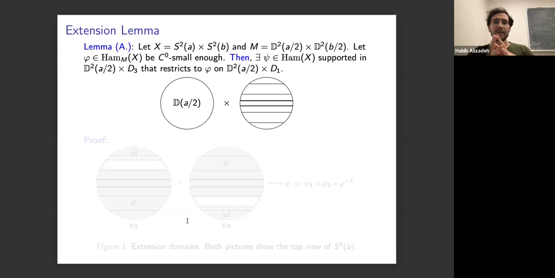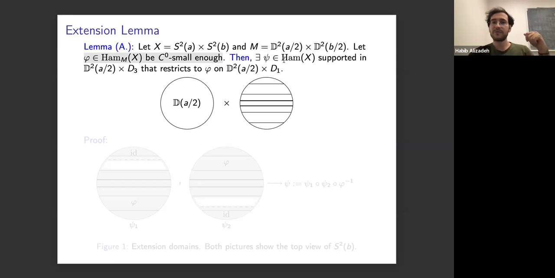Okay. So the extension lemma that we prove is the following. Take X, the product of two spheres, and take this subdomain, which we think of as the upper hemisphere of the left sphere times the upper hemisphere of the right one. It's like a polydisk sitting inside this product of spheres. And suppose that phi is a Hamiltonian diffeomorphism, compactly supported. This notation means compactly supported inside M. And let's assume that its C0 norm is small enough.